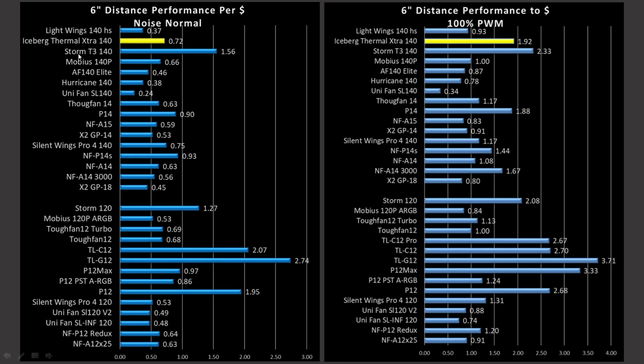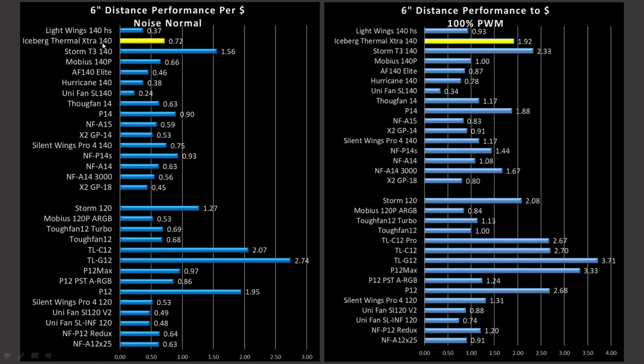This also includes retail pricing. So like the Storm T3 comes in a triple pack. That means I divide the cost of the triple pack by 3 and then divide that by dollars. So that's why some of these have really good values. So now that that explanation is out of the way, on the left side we have noise normalized results, and on the right side we have 100% PWM fan signaling results.